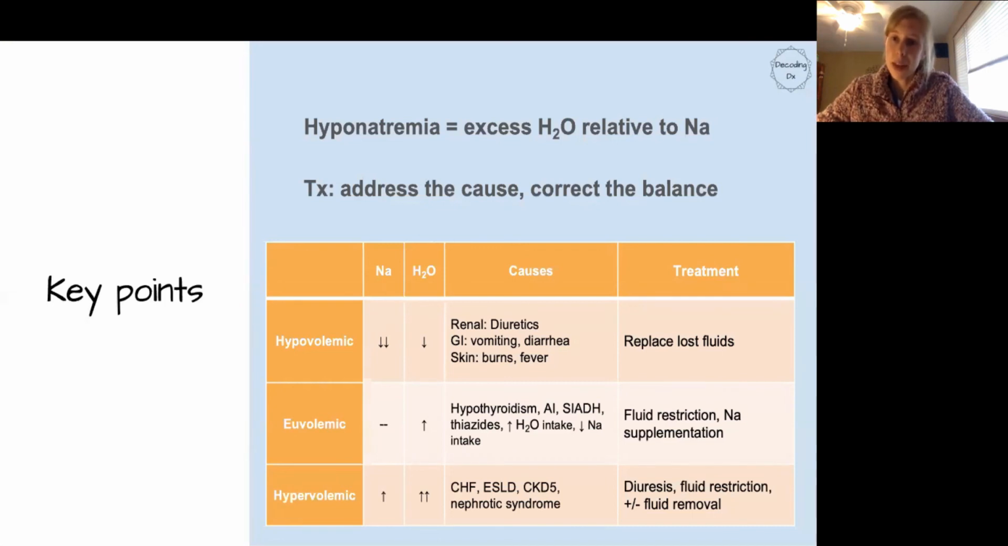And then hypervolemic hyponatremia, you've gained both sodium and water, but extra water compared to the sodium. We see this in various types of organ failures, and the treatment is to diurese, get that fluid off if you can, prevent the patient from taking in too much extra fluid, and then treat the underlying disease.